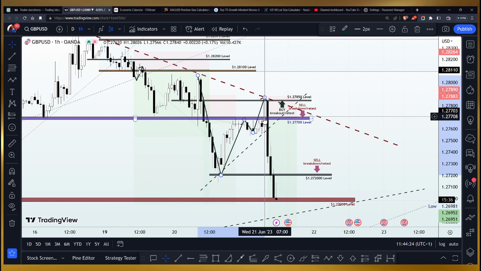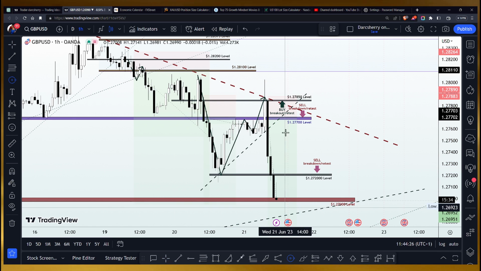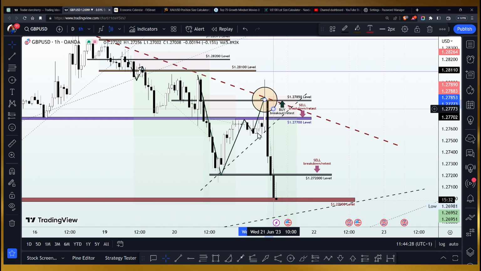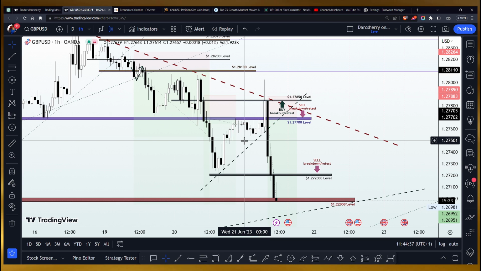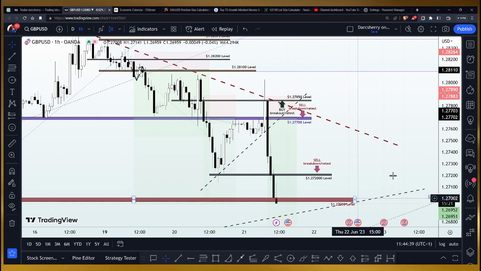And remember what I said yesterday, that as long as this trend line is respected, we continue to look out for opportunities to sell. So since that is going to be the case, we have been selling, and well done to everyone who has been taking advantage of these opportunities.